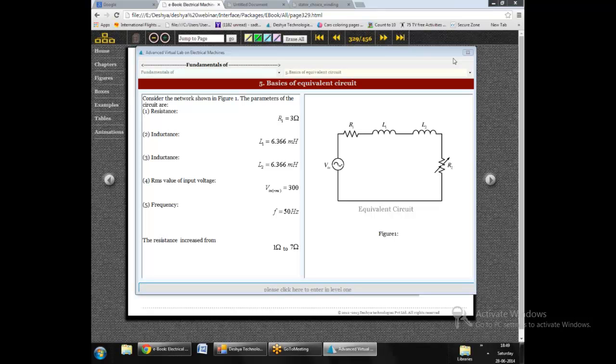So we have the ebook. The ebook is enriched by the 3D animations, then there are interactive animations, then there is a virtual lab, and eventually an evaluator. This together constitutes a complete package on e-learning on electrical machines, and today's discussion was about the induction machine.